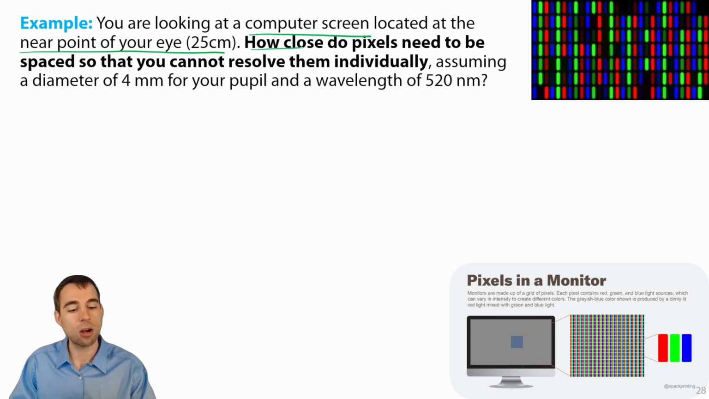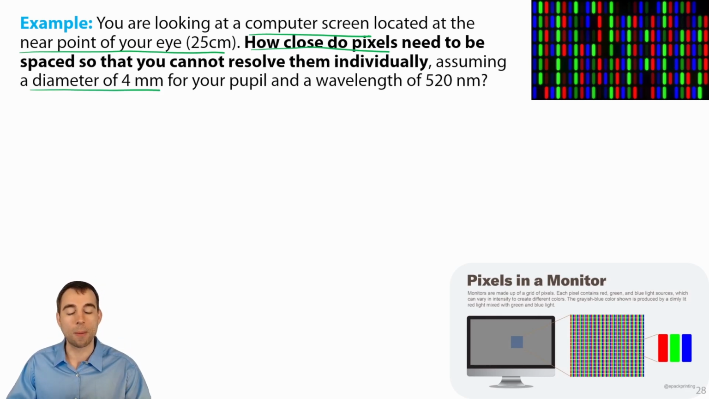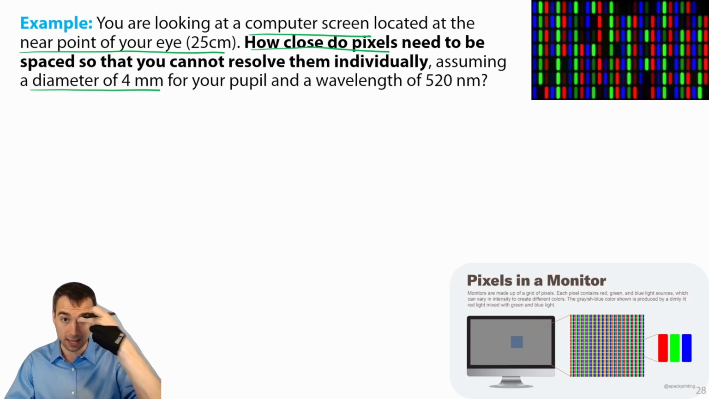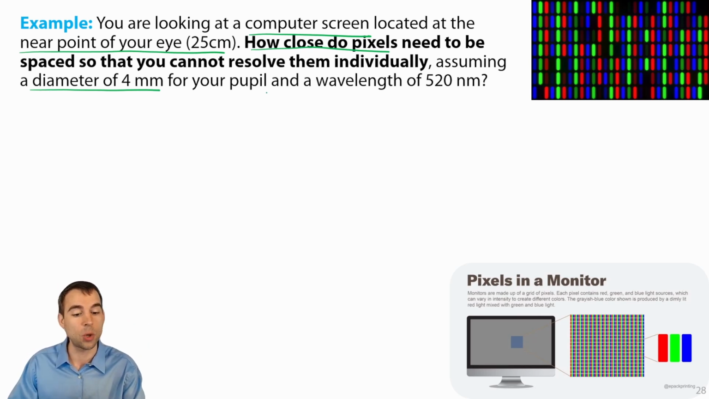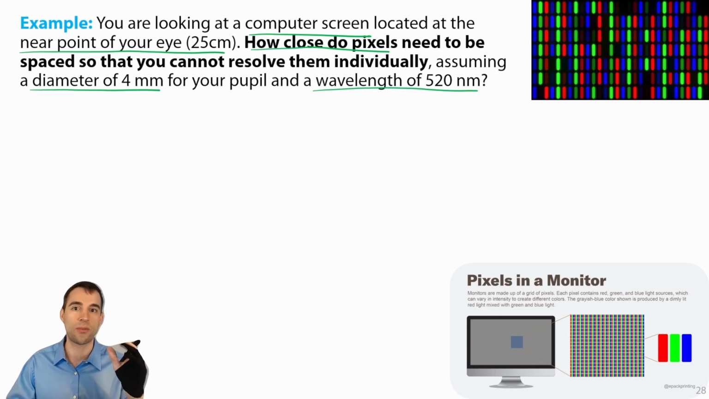And so we're asked, how close do the pixels need to be in a computer space so that you cannot distinguish them anymore? We're going to assume a diameter of 4 millimeters for your pupil. That's the size of the opening through which this light is going to bend and be distinguishable. And the light has a wavelength of 520 nanometers just for one of these pixels. How close would they have to be before I can't actually distinguish them as separate pixels?